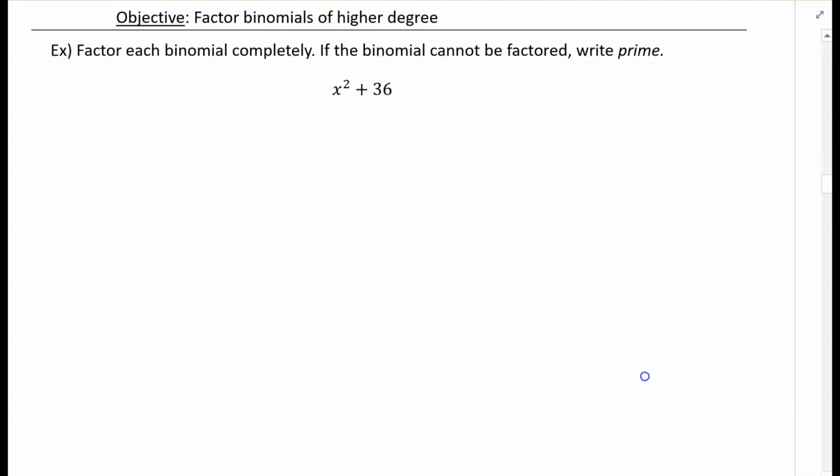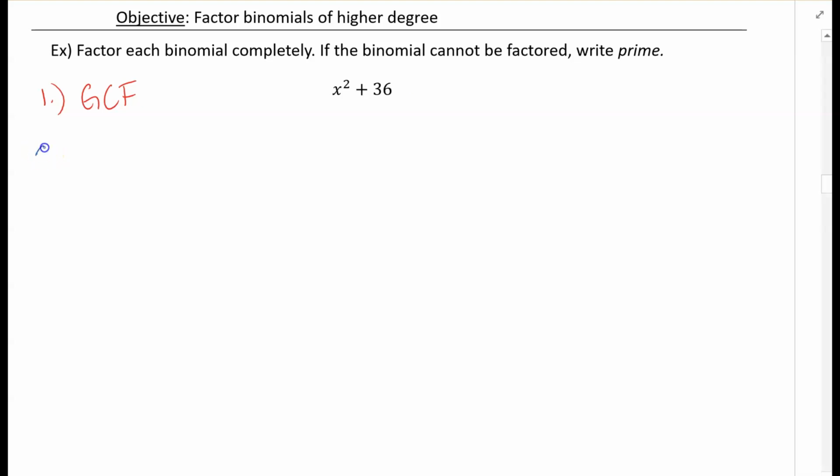All right, next one, x squared plus 36. You want to check, do you have a GCF? I have an x squared, I don't have a number in the front, and then I have a 36. I don't have a variable. I don't have anything they have in common, so there is no GCF.